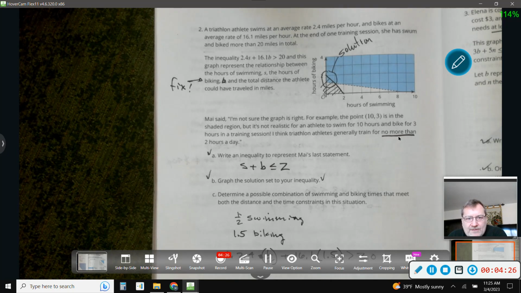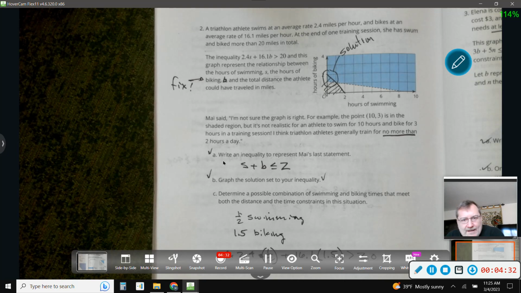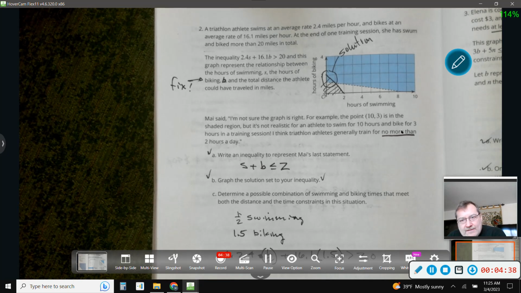So she wants to think that triathlon athletes generally train no more than 2 hours a day, all right? So the inequality is the swimming plus the biking has to be less than or equal to 2. All right, that's no more than 2 hours a day, so up to and including, but not over 2.